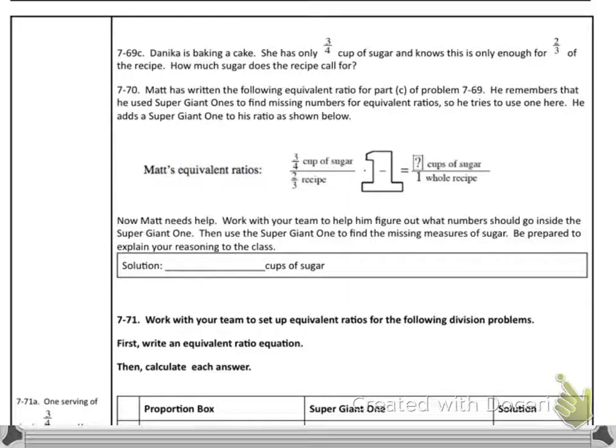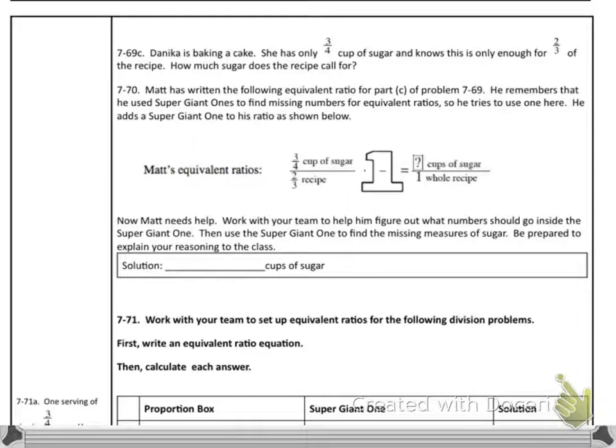769C. Danica is baking a cake. She only has 3/4 cups of sugar and knows this is only enough for 2/3 of the recipe. How much sugar does the recipe call for? 770. Matt has written the following equivalent ratio for part C. He remembered that he used the supergiant 1 to find missing numbers for equivalent ratios, so he tries to use one here. He adds a supergiant 1 to his ratio as shown below.